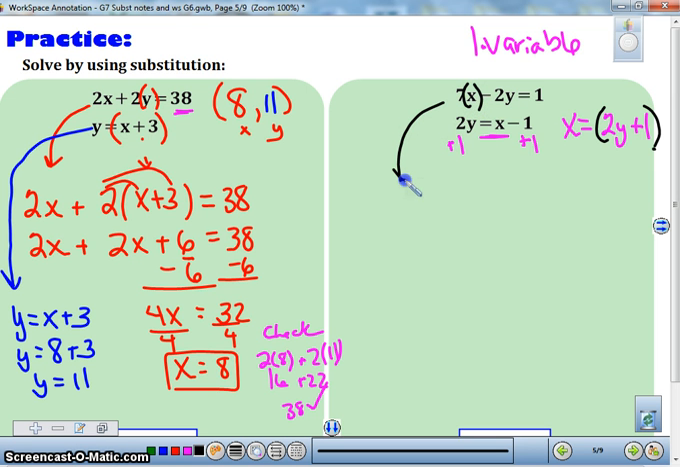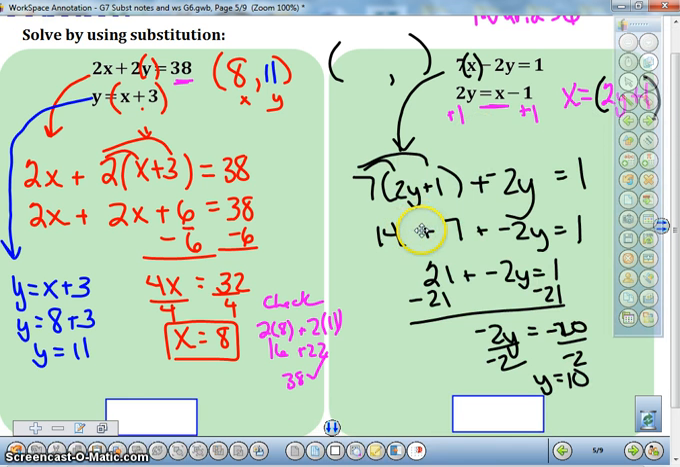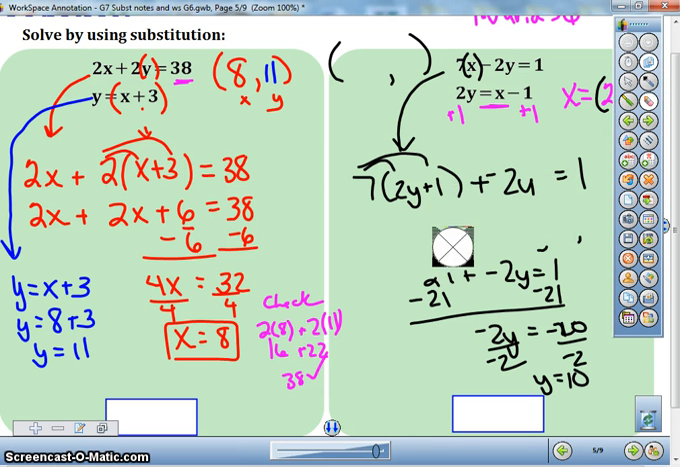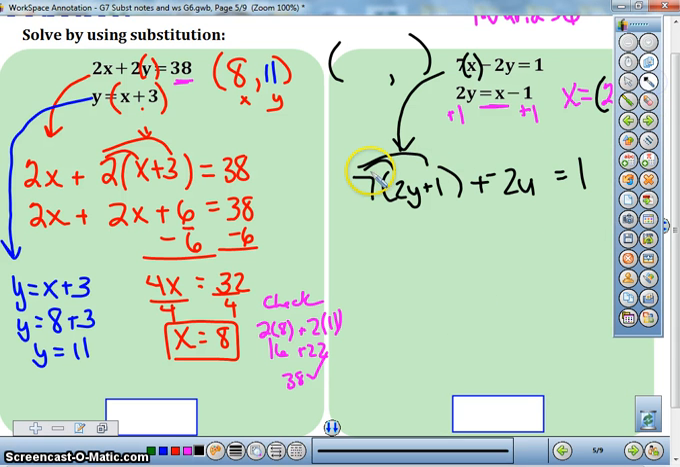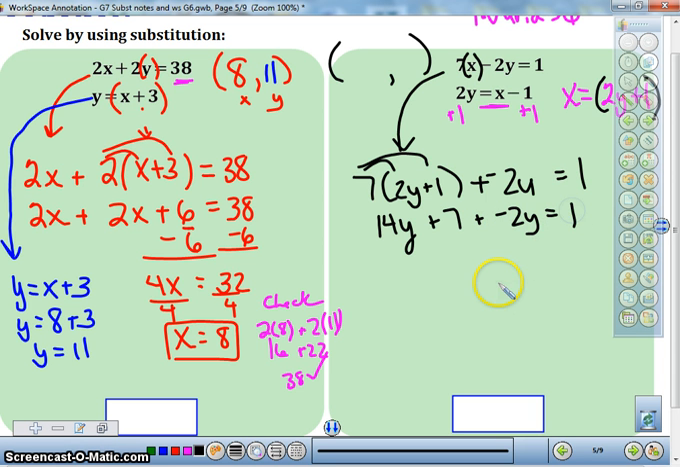So now when I go to write, keeping in mind my answer is an ordered pair. 7, I put the parenthesis down. What's in the parenthesis for x? So if we are looking at this and we're multiplying out, one of the things we got to be really careful for is when we distribute as we are looking at this. So as you are distributing, it is 14y plus 7 plus -2y equals 1.